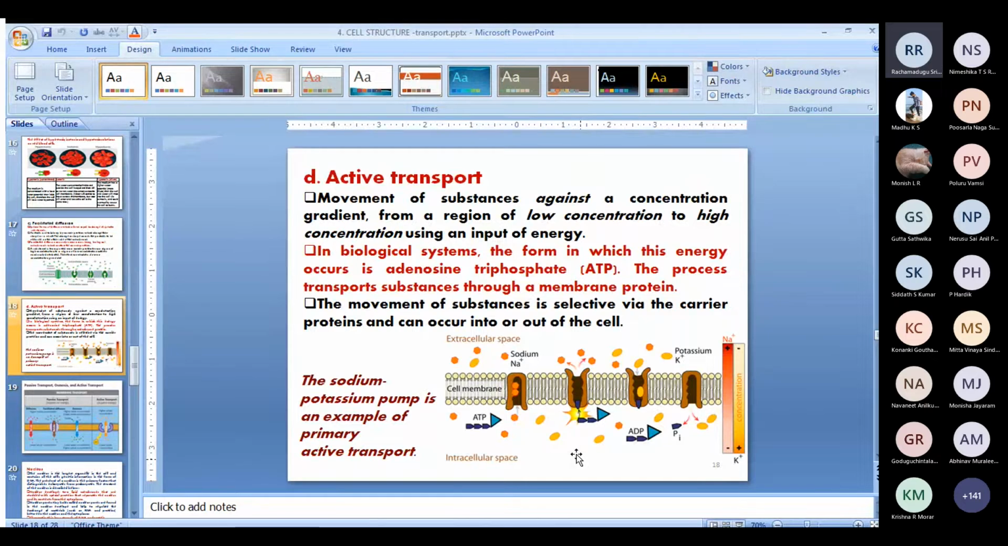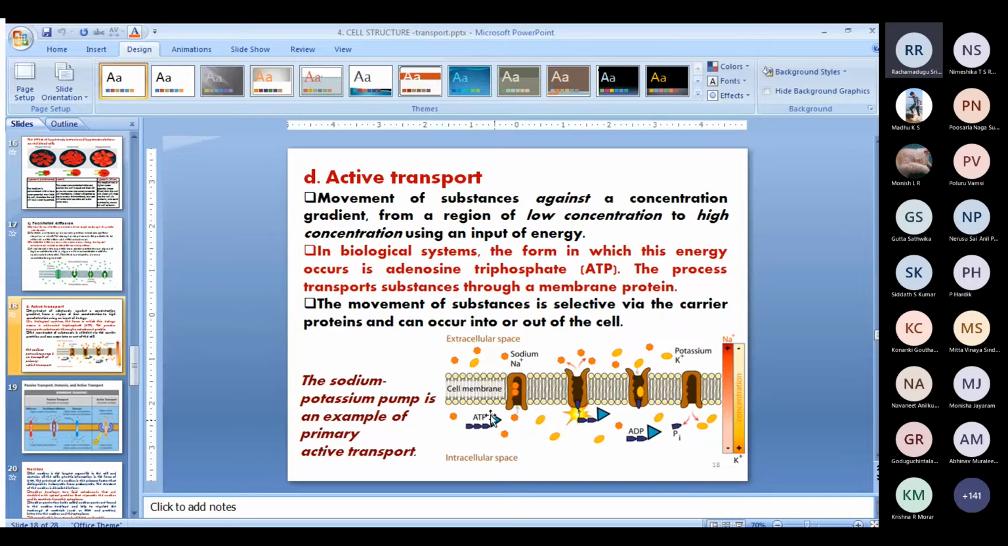So how it actually happens: there is a special carrier protein called the sodium potassium pump. This is a protein only. So what will happen? See, this protein has a provision for 3 sodium ions to get attached in a single go. So 3 sodium ions from inside will get attached to this particular sodium potassium pump.